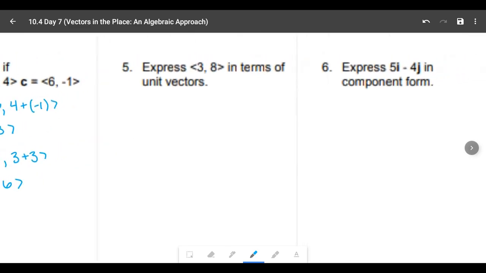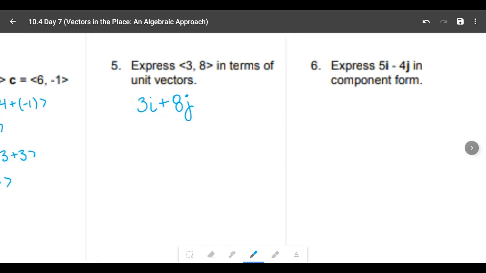For problem 5, it tells us to express the vector 3, 8 in terms of unit vectors. Remember that unit vectors, those are our i and j. Since we have 3 horizontal values, we are going to have 3 of our i values. And then we have 8 of our y values, so we're going to have 8j.